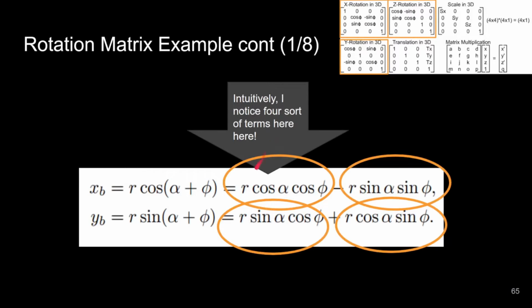So intuitively, I just notice four terms here. There's one here, another term here, another term here, another term here. And that actually starts to look like some of these rotations that we have here. Let's look at our x rotation, where I have a cosine here, a negative sign here, a minus sine here, then I have a sine symbol here, and then I have a positive cosine here, okay?